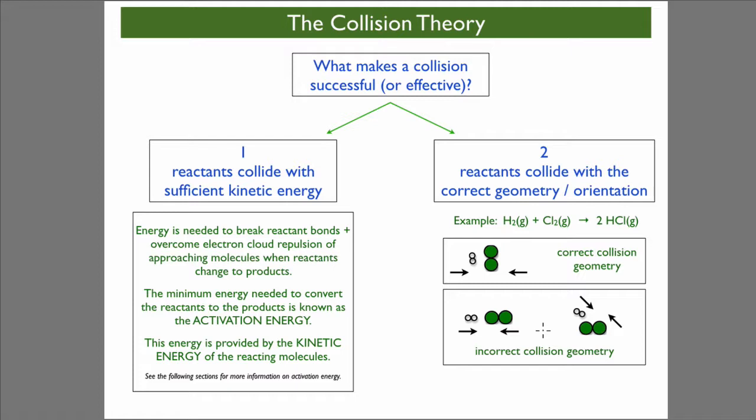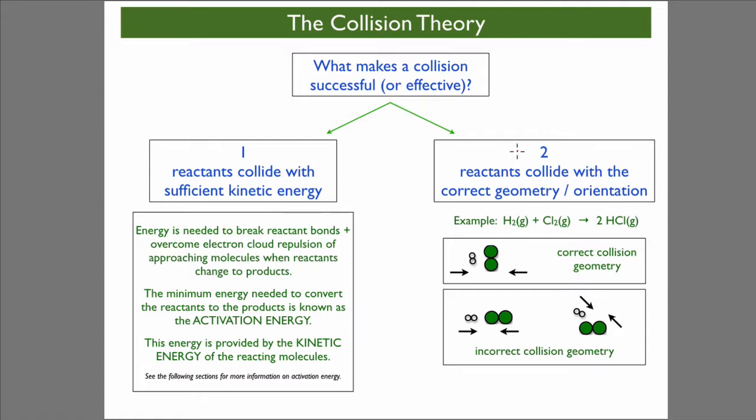So what makes a collision successful or effective? Two things are required. Firstly, the reactants collide with sufficient kinetic energy. Energy is needed to break reactant bonds and to overcome electron cloud repulsion of approaching molecules when reactants change to products. The minimum energy needed to convert the reactants to the products is known as the activation energy. This energy is provided by the kinetic energy of the reacting molecules.